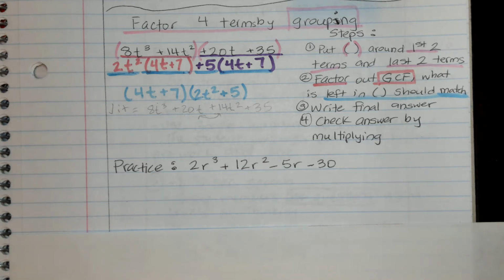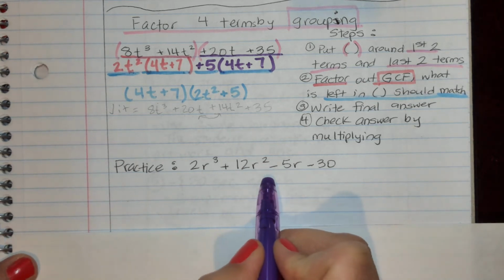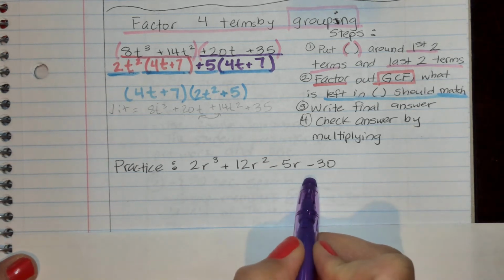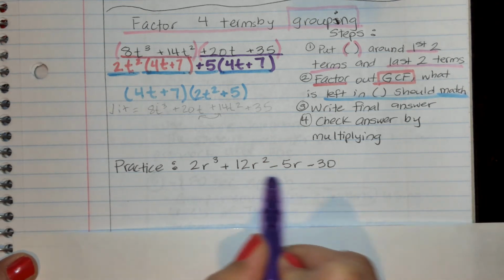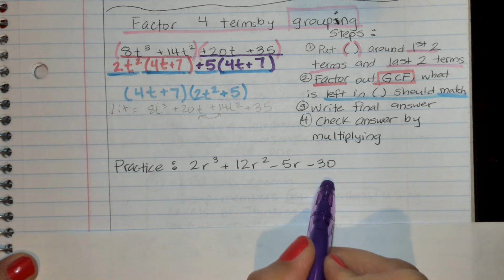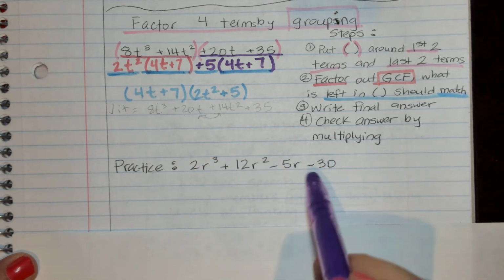All right, so write this down, practice. It is 2r to the third plus 12r squared minus 5r minus 30. So I see 1, 2, 3, 4 terms. That's how I know factor by grouping. As soon as you see there's 1, 2, 3, 4 terms, think grouping.